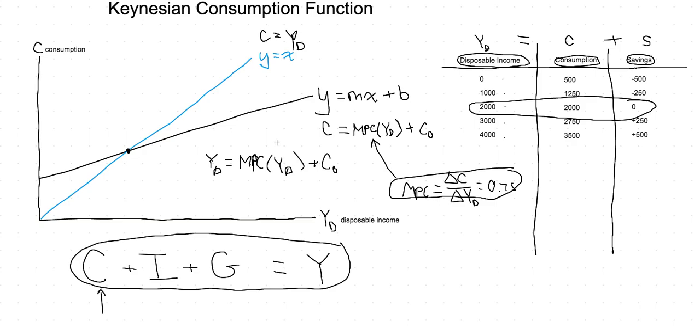So this is how you use the data to create a consumption function, and we'll then later talk about how to use this data to influence fiscal policy, or how to influence government spending in order to increase aggregate demand in order to recover the economy.